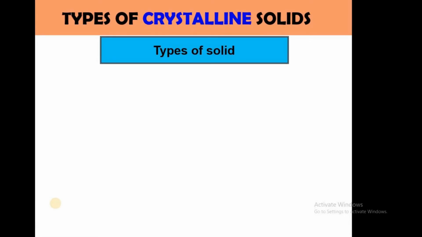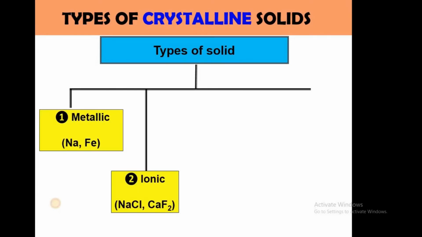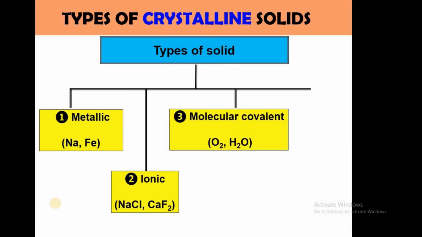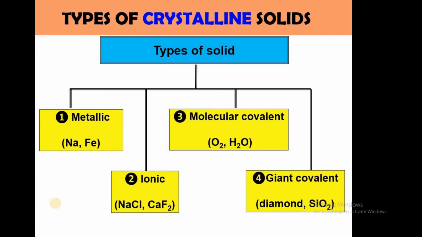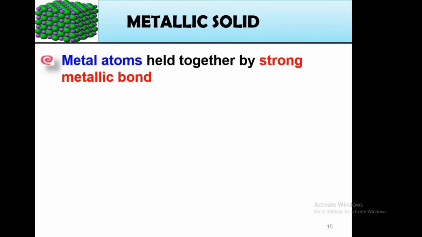Crystalline solids are divided into four categories. The first one is metallic solid, ionic solid, molecular covalent solid, and lastly, giant covalent solid. The first type of crystalline solid is metallic solid. Metallic solid consists of metal atoms that are closely packed and held together by a strong metallic bond.